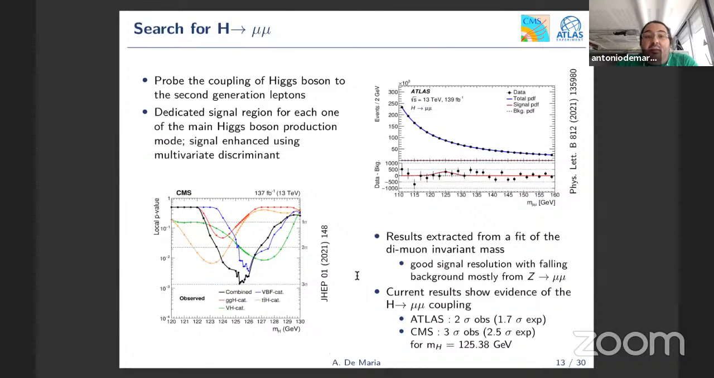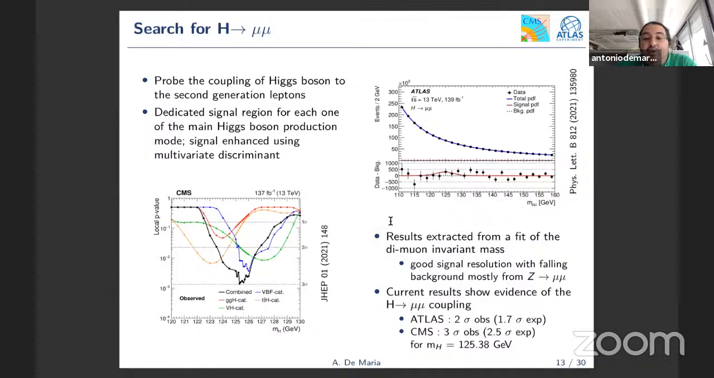Next, let's move on to the second generation of leptons, so Higgs to mu mu. In this case, we have a dedicated signal region for each of the main Higgs boson production modes, and we use multivariate discriminants to enhance the signal over the background. The results are extracted from a fit to the dimuon invariant mass, as you can see from the top part of the slide, in which we have a falling background spectrum from Z to mu mu, and on which we expect a shoulder from the Higgs signal.